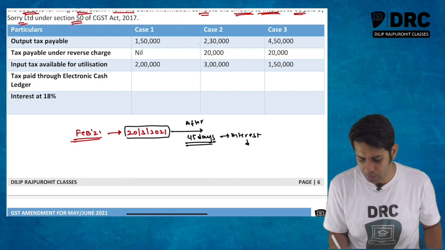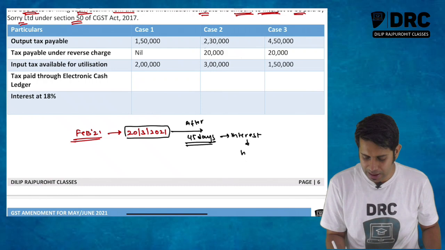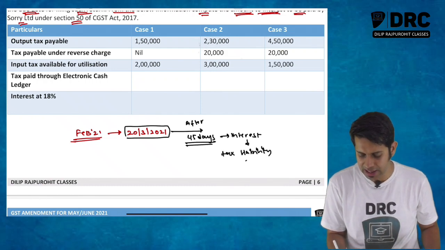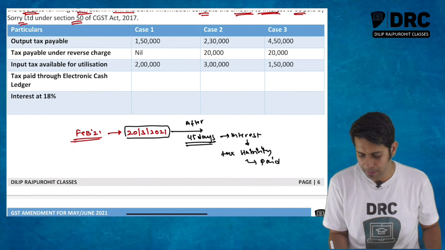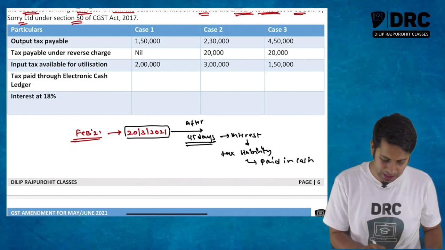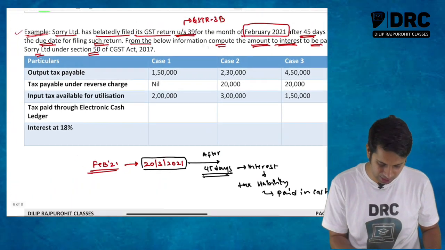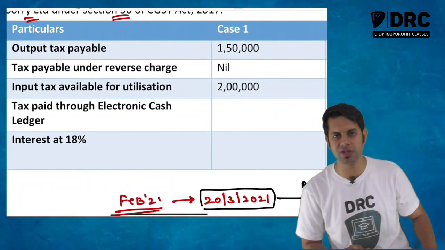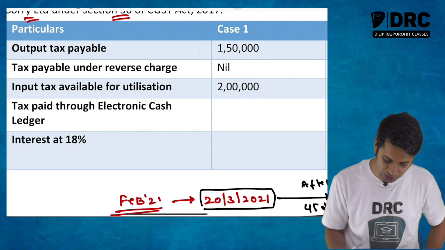On what amount he has to pay interest? Interest on the tax liability paid in cash. Interest on the tax liability which is paid by him in cash. Now we'll understand case number 1. Each and every individual case we'll see separately. Please understand these points carefully.